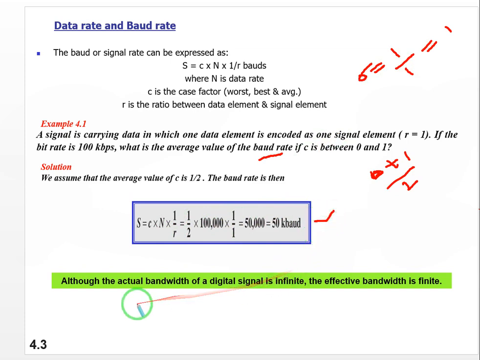Okay, so although the actual bandwidth of a digital signal is infinite, the effective bandwidth is finite. For a digital signal, our bandwidth is basically infinite. It's just a theoretical concept, but we always need effective bandwidth, and the effective bandwidth is always finite. So keep that in mind.